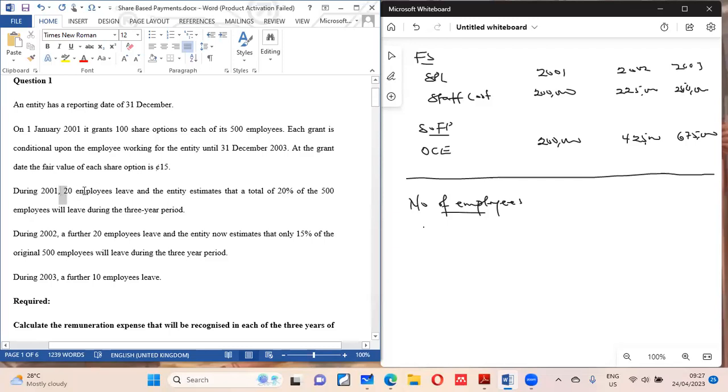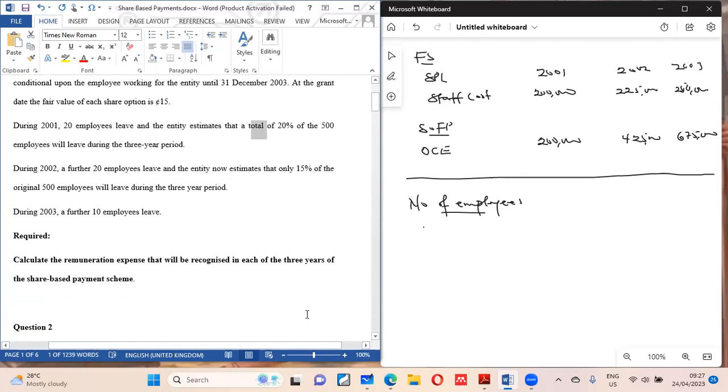So they said that 20 employees leave, and that makes the company estimate that 20% of the employees will leave. So you have to use the percentages over here, since you are making an estimate of how many people you think will be there. So English-wise, this 20% is the one that is helping them to arrive at this percentage.